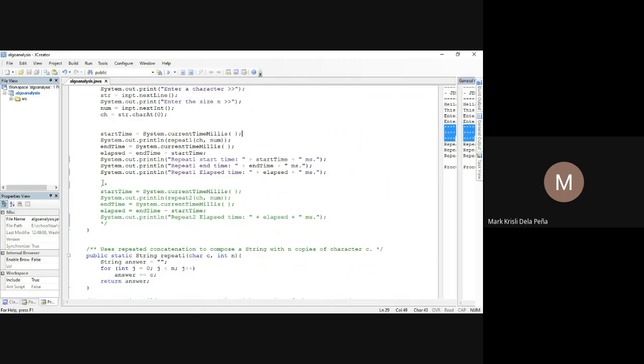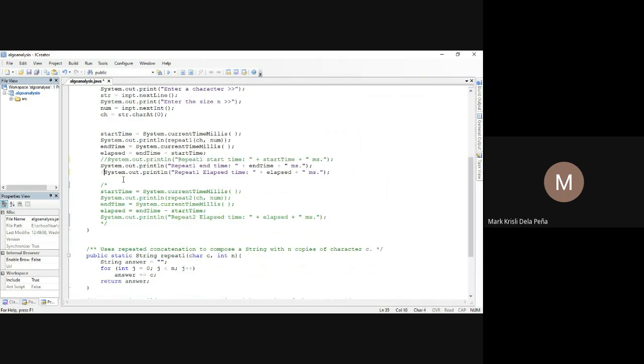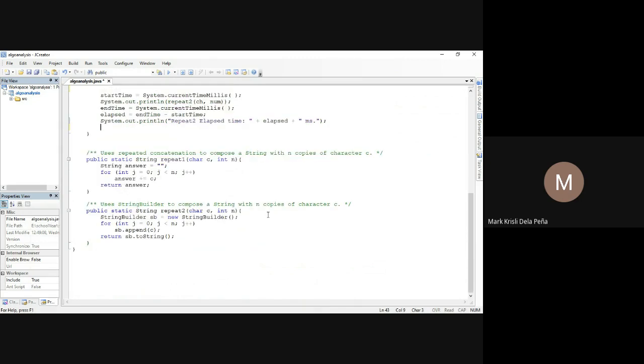Now, let's comment out the start time and the end time first, and let's compare the two algorithms. Take note that these two algorithms, repeat one and repeat two, perform the same function: displaying an inputted or entered character n times. Now let's compile it and run.